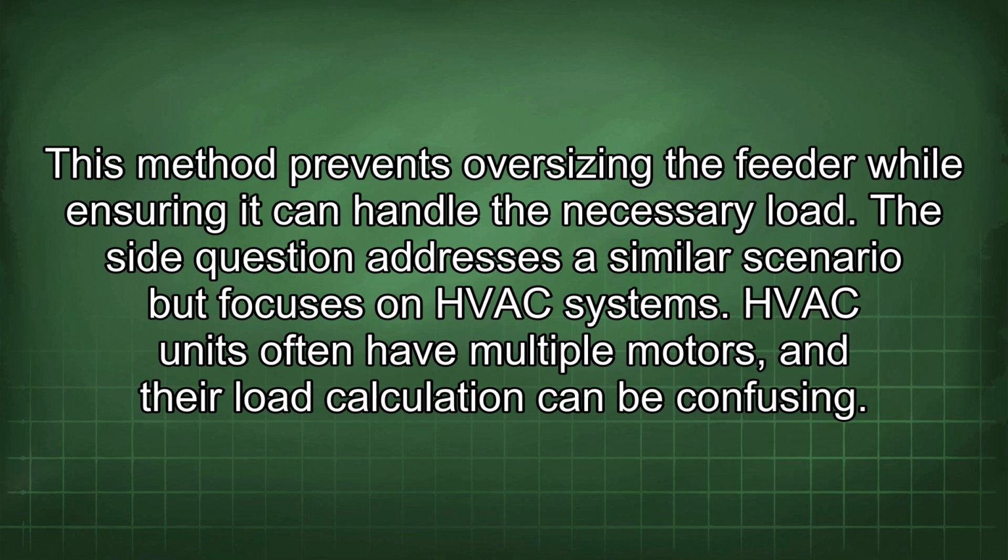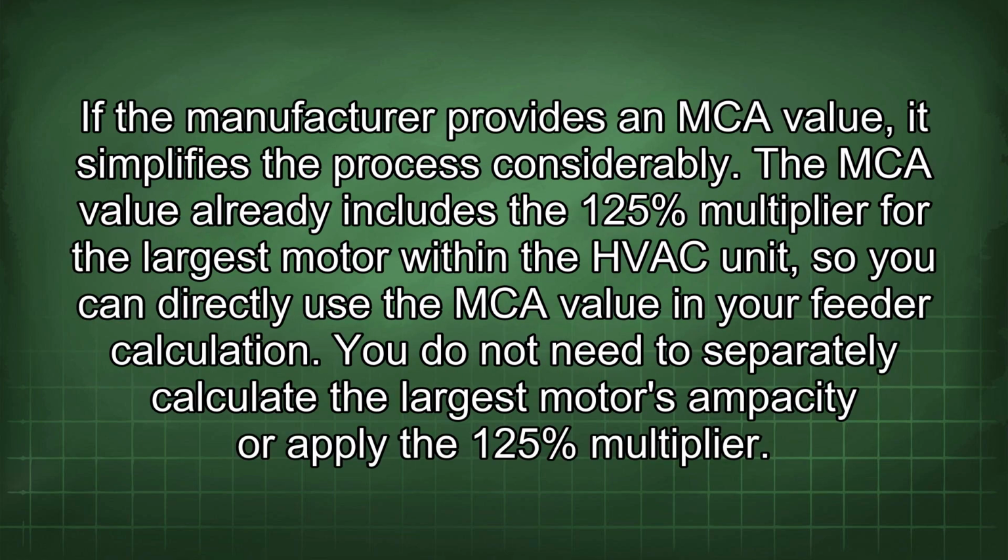The side question addresses a similar scenario but focuses on HVAC systems. HVAC units often have multiple motors, and their load calculation can be confusing. If the manufacturer provides an MCA value, it simplifies the process considerably. The MCA value already includes the 125% multiplier for the largest motor within the HVAC unit, so you can directly use the MCA value in your feeder calculation. You do not need to separately calculate the largest motor's ampacity or apply the 125% multiplier.